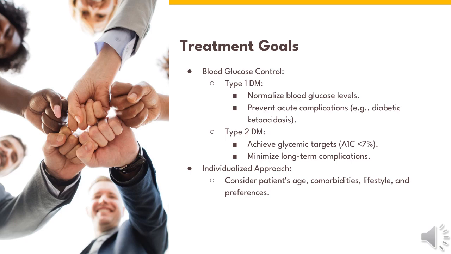So for blood glucose control, for type 1 diabetes mellitus, our goal is to normalize blood glucose levels as much as possible. This prevents acute complications such as diabetic ketoacidosis, which can be life-threatening. Read about it. In the case of type 2 diabetes, we aim to achieve specific glycemic targets, typically an A1C level of less than 7%. This is vital for minimizing the risks of long-term complications such as neuropathy, nephropathy, and retinopathy.